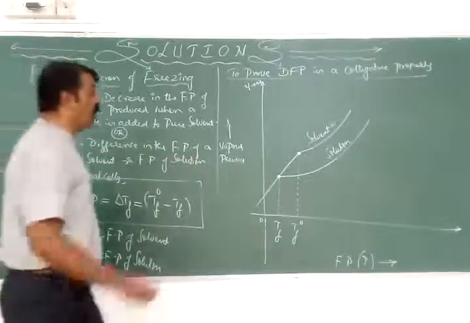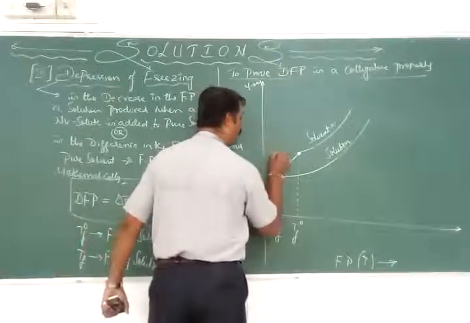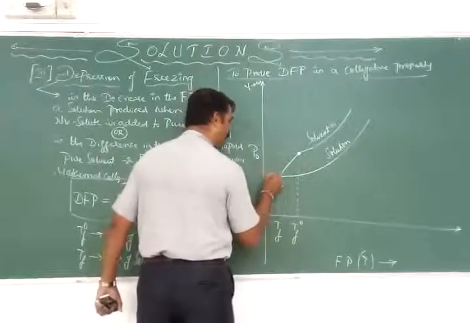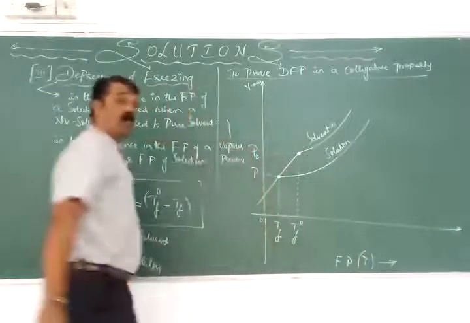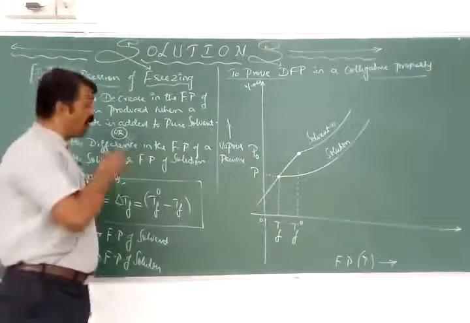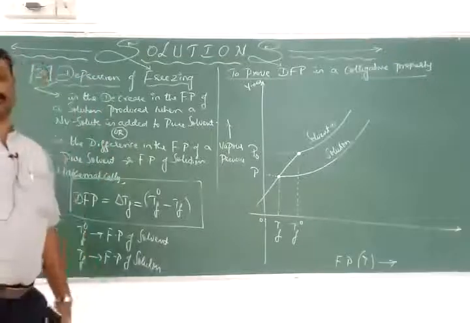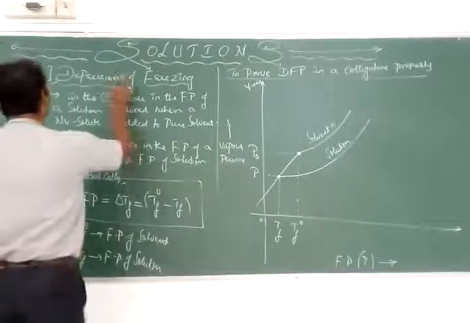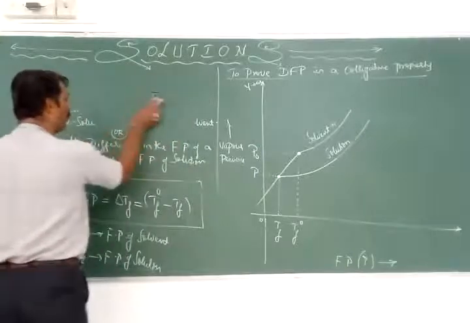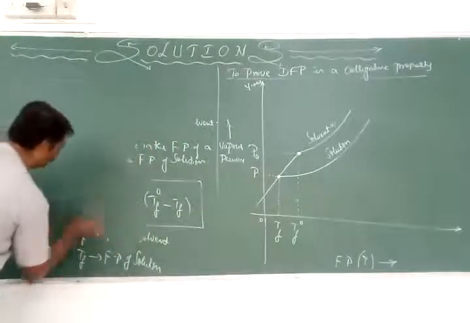Okay? If I come back and retrace its path, this is called P naught and this is called P. What are P naught and P? P naught is the vapor pressure of the pure solvent, and P is the vapor pressure of the solution. Okay? So therefore, what can we conclude from this particular graph here?